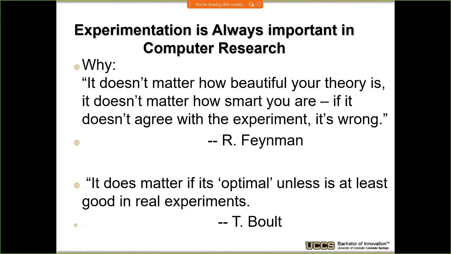He's an experimentalist. He also does lots of theoretical stuff, but he valued the experimental physicist because if your theory doesn't match the experiments, it's wrong. In computer science, this is mine. It doesn't matter if it's optimal unless it's at least good in real experiments. And this came out of areas of computer science. I started out in an area of optimal algorithms in computer science. And there were lots of algorithms that were provably optimal and absolutely useless. You could never use them in practice. Why could I have an algorithm that's optimal but isn't good? Isn't optimal better than good?